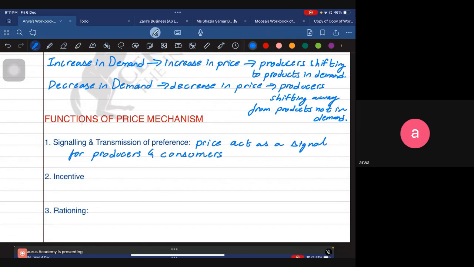Now the incentive. It can be an incentive for increasing profit for producers. If the price is higher, it is more of an incentive for the producer. A high price is an incentive to the producer, and a low price is an incentive to the consumer.